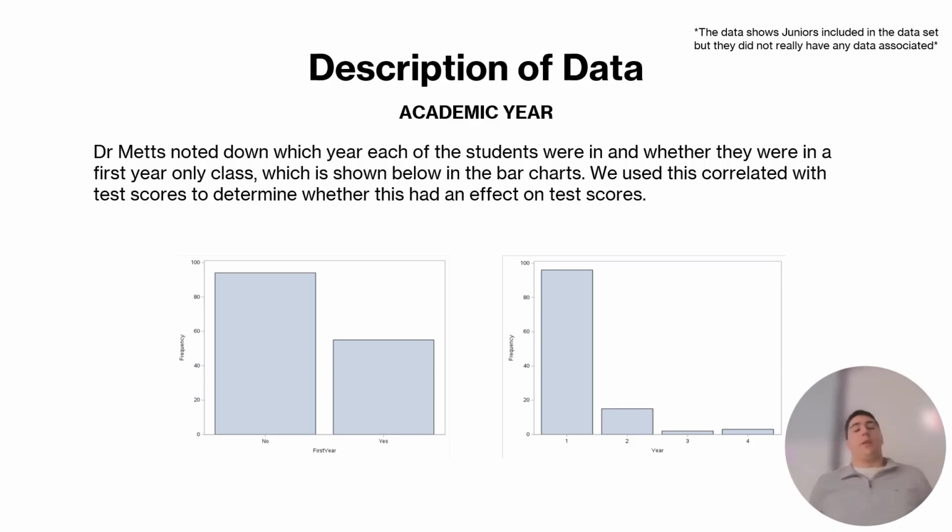Dr. Metz noted which year each of the students were and whether they're in a first year only class or not, which is shown below in the bar charts. We use this correlated with test scores to determine whether this had an effect on the test scores. In the bottom left down here, we have whether they're in a first year only class or not. And in the bottom right, it's the proportion of first years to other students across her classes.